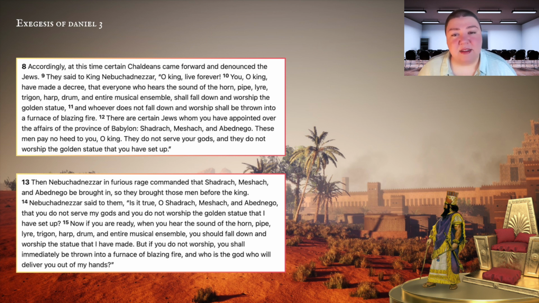Notice when the Chaldeans come to the king and accuse Daniel's friends, they use the same pattern. The sound of the horn, pipe, lyre, trigon, the same exact repetition. Then when the king talks to Shadrach, Meshach, and Abednego, he uses the exact same repetition. Everyone else is still conforming, still insisting on the control. But how now do the three friends reply to the king?